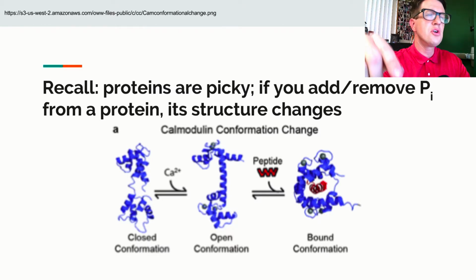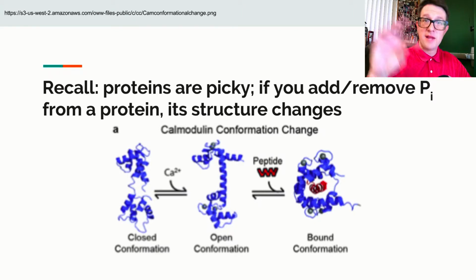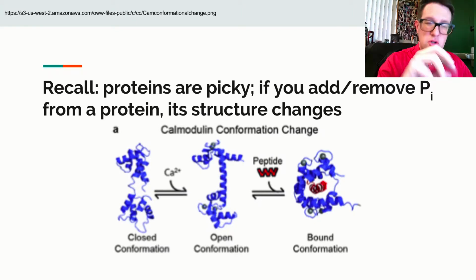So if I need to have a lot of shifting, that's going to take some energy. So what if I could use ATP and breaking that last phosphate off, using that energy to make the protein change its shape? And that's exactly what happens in active transport.